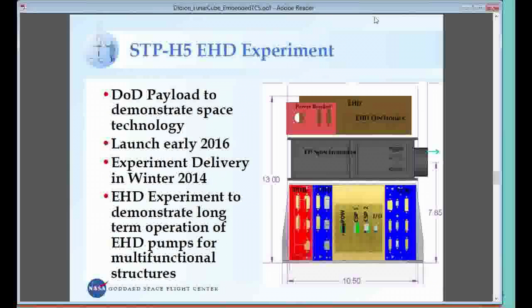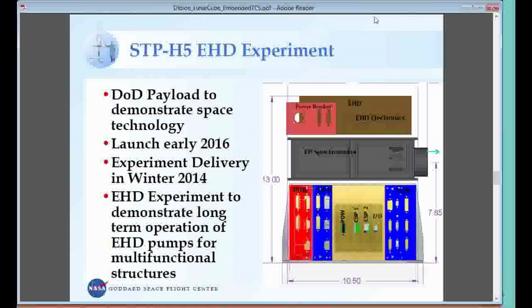Experiment delivery is upcoming. I really shouldn't be here. I should be back building this thing. And then the EHD experiment, we're going to demonstrate long-term operation of the EHD pumps and multifunctional structures. DOD is giving us the ride. The STP is Space Technology Program. And we're giving it to them in 2014, and it's being launched in 2016. I don't understand. It's just a long time, but that's the way it goes.